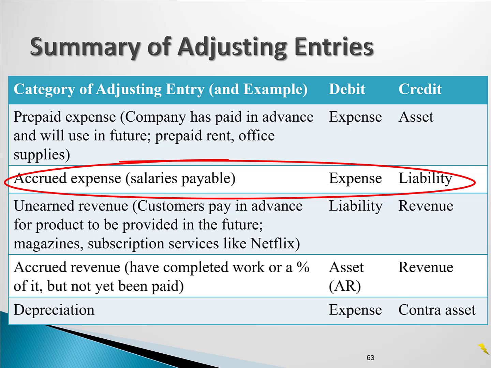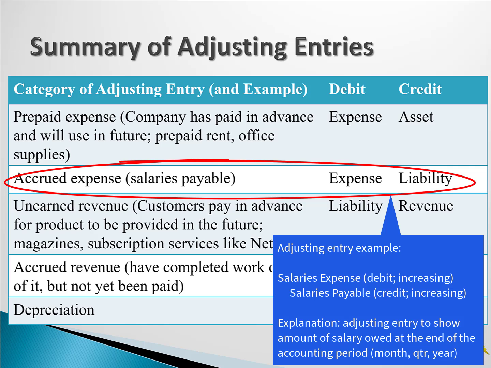Next, we learned about accrued expenses, and the most common example is salaries payable. At the end of the accounting period, you need to calculate how much you owe your employees for salaries, and then you would increase an expense account like salaries expense. Because the end of the accounting period usually does not fall on a payday, you are not going to pay your employees on that day. Therefore, you owe them these salaries, so you would need to increase a liability account such as salaries payable.